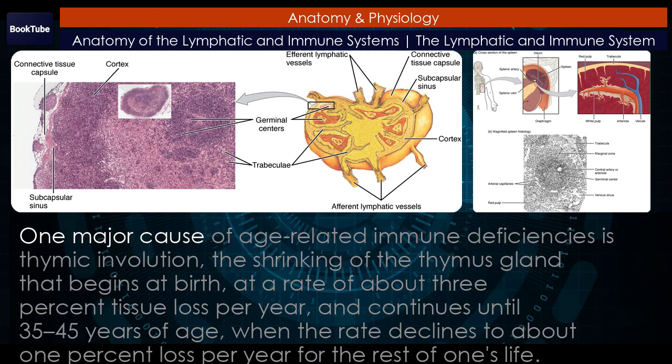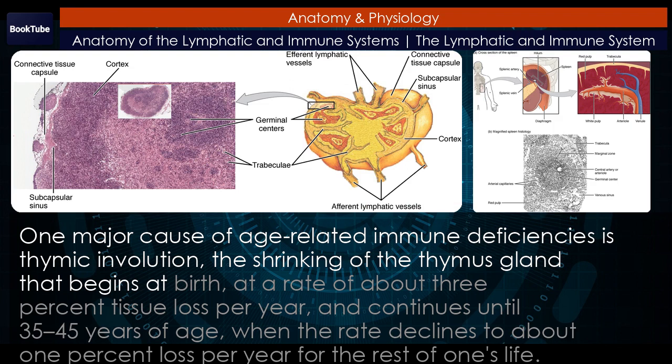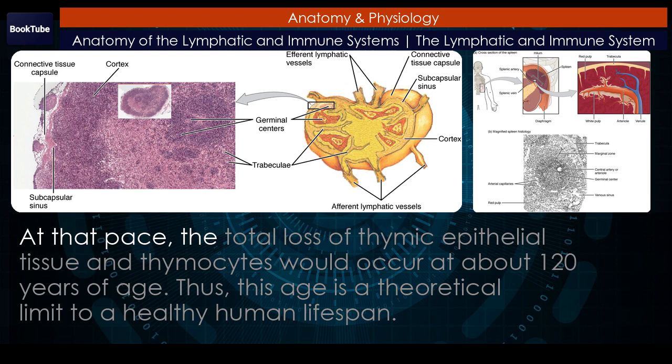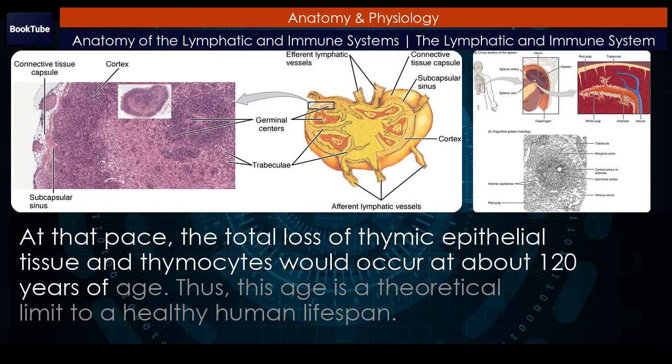One major cause of age-related immune deficiencies is thymic involution, the shrinking of the thymus gland that begins at birth, at a rate of about 3% tissue loss per year, and continues until 35 to 45 years of age, when the rate declines to about 1% loss per year for the rest of one's life. At that pace, the total loss of thymic epithelial tissue and thymocytes would occur at about 120 years of age.